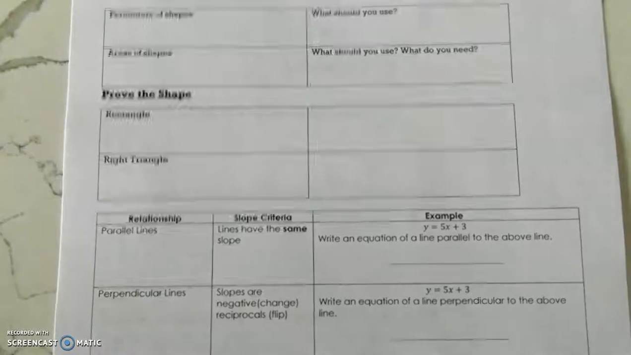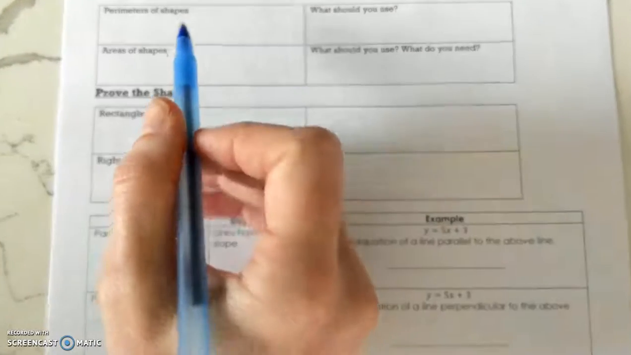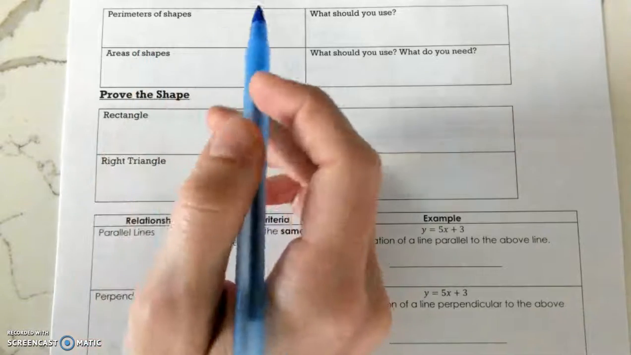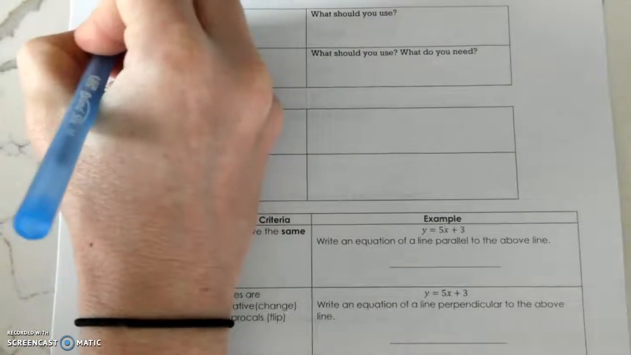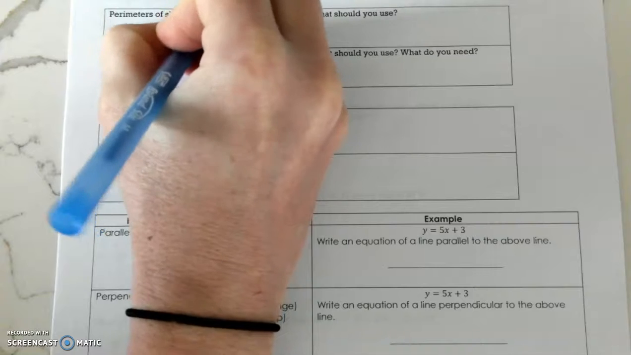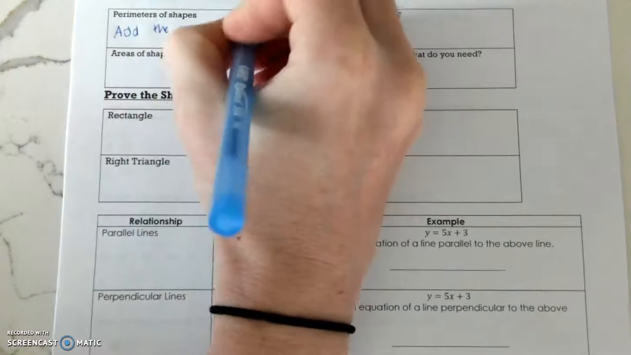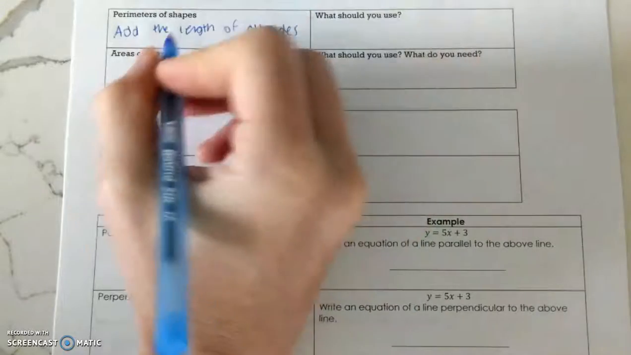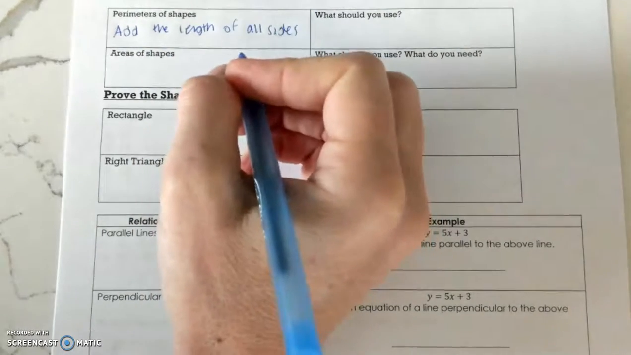All right, we're on page 2 now. So we're talking about perimeters and shapes and areas of shapes. To find the perimeter of a certain shape, what you're going to do is add the length of all sides. So you're going to add up the length of all sides.